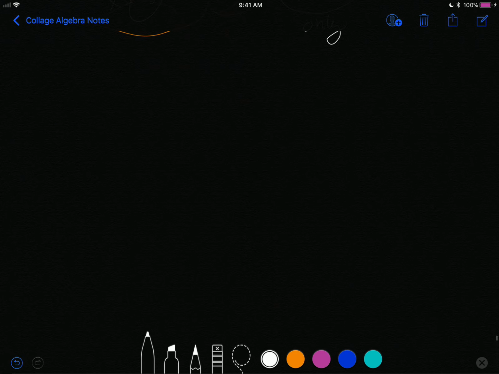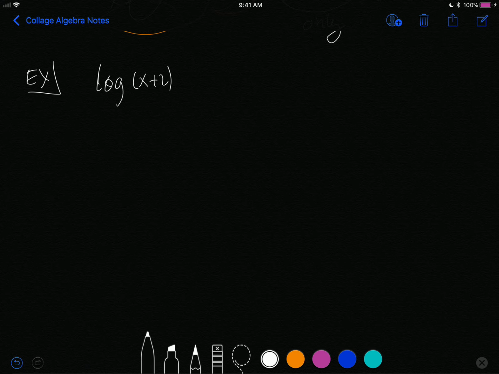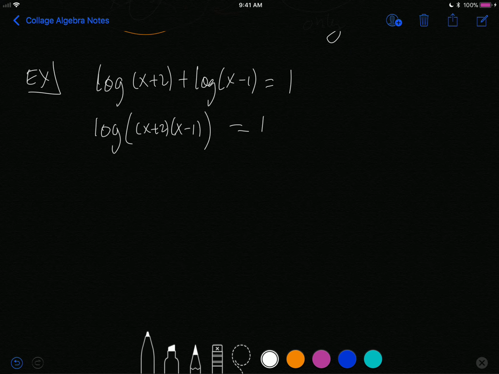What happens when we have something that's kind of in between? So, example, let's say I have log of x plus 2 plus log of x minus 1 is equal to 1 right here, and I'm trying to solve this equation. Well, the first thing I will do is I will combine the logarithms together. And so these two combine and give me log of x plus 2 multiplied by x minus 1. Of course, that's still equal to 1.